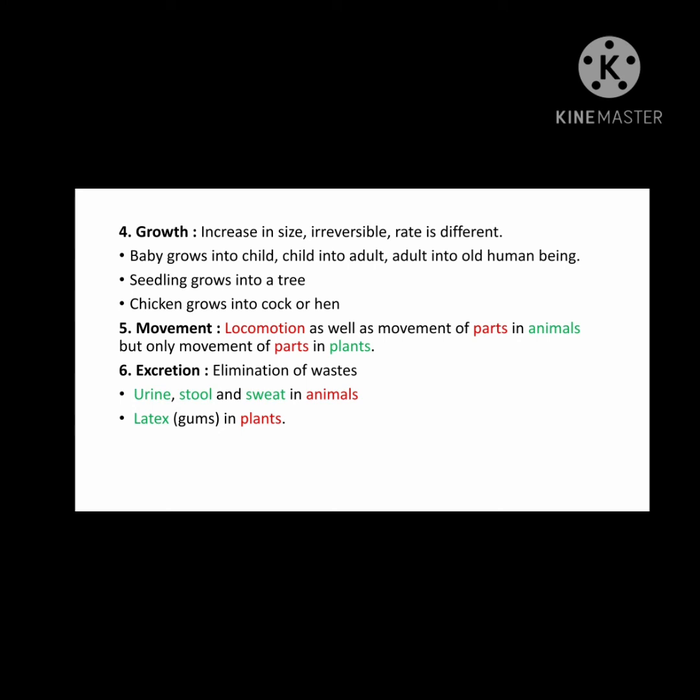Also, the rate of growth is different in different organisms. Some may grow very fast, some may grow very slow, right? Some examples are baby grows into child, child grows into adult, and adult grows into an old human being, right? Similarly, a seedling grows into a tree. Also, the chicken grows into a cock or hen.